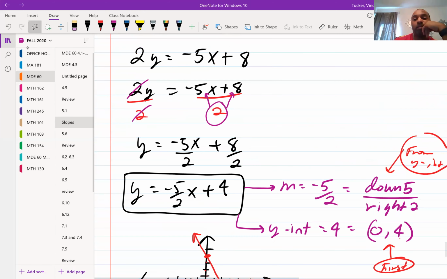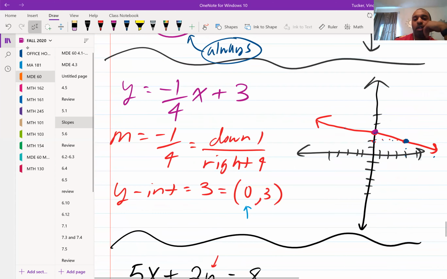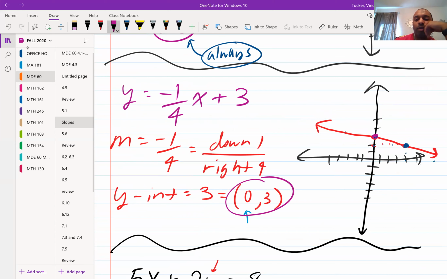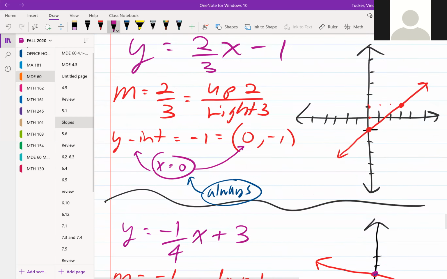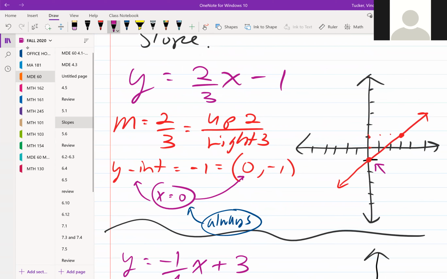And just to recap, going back to the one we did here. That's how we got this. We graphed this point first, which was 0, 3. And then from that 0, 3, we went down 1, right 4. And so it's always going to be on this y-axis. Before, we graphed 0, negative 1 first. And then from the 0, negative 1, we went up 2 and then right 3.